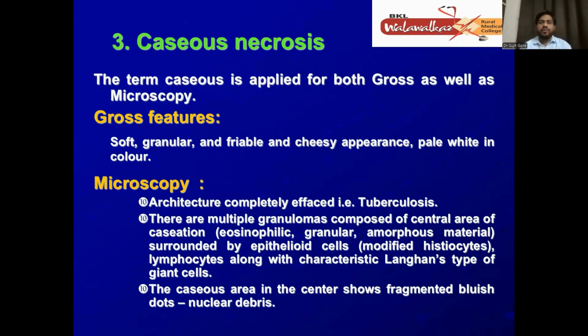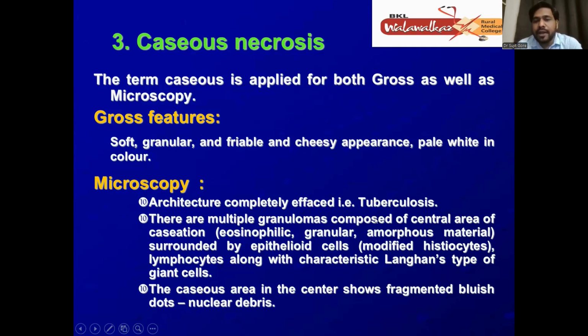Now, third type of the necrosis is caseous necrosis. The term caseous is applied for both gross as well as microscopic features. Grossly, soft, granular, friable, and cheesy appearance. Cheesy appearance is a very important word for caseous necrosis. Pale white in color. Microscopically, architecture is completely effaced. That is in case of tuberculosis. TB is the commonest example for caseous necrosis.